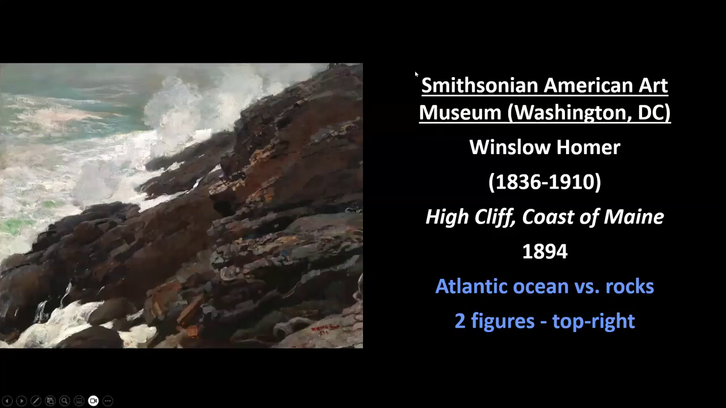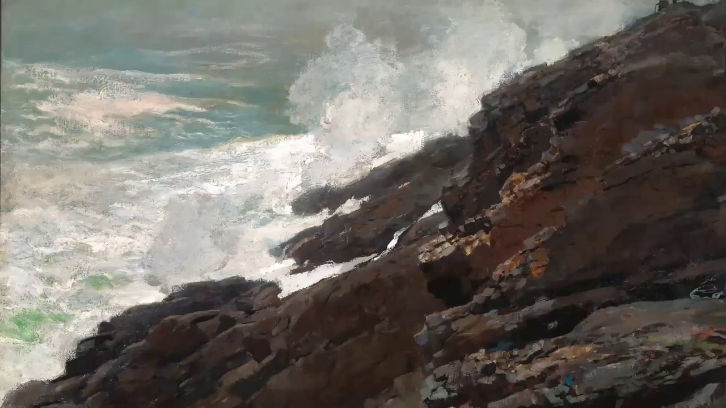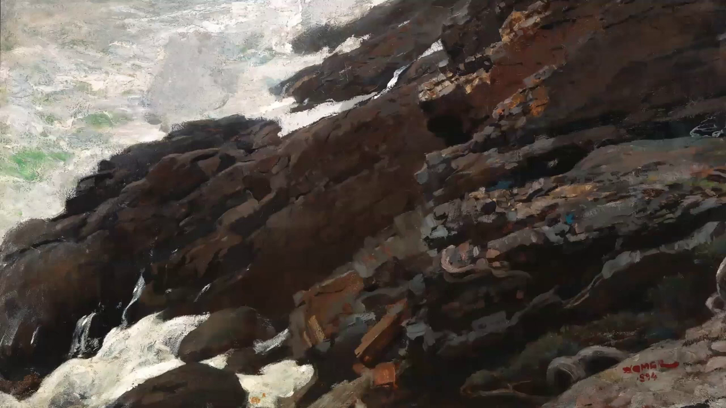Like this one, you'll be able to see it better when we zoom in, but there's a couple figures up here. They're as small as possible, and it's the Atlantic Ocean versus the rocks. This is High Cliffs, Coast of Maine at the Smithsonian in Washington, D.C. Here's the two people up here. If you weren't on the lookout for them, you would very easily miss them. He does a great job depicting the rocky shoreline of the Maine coast.